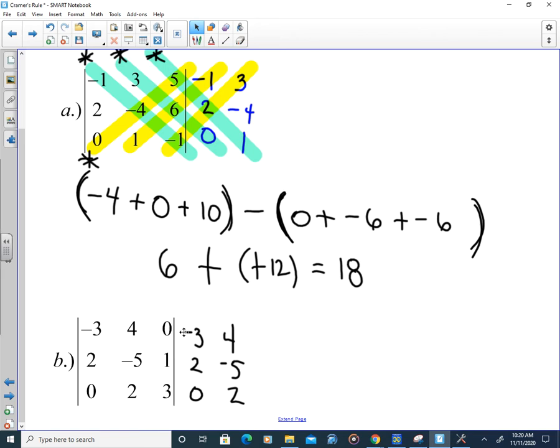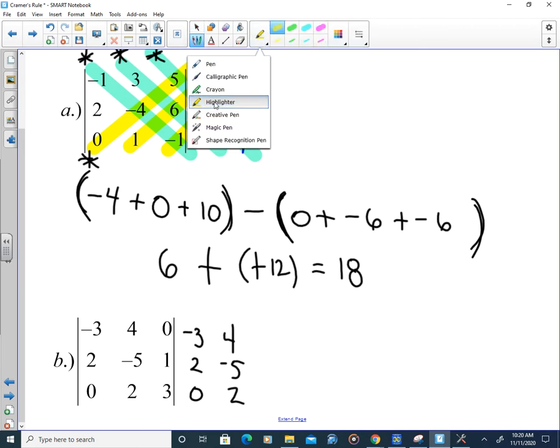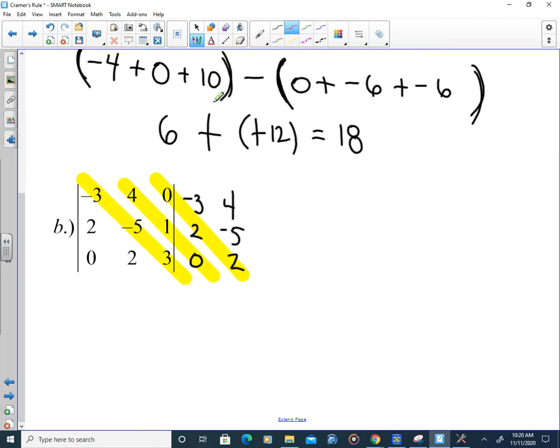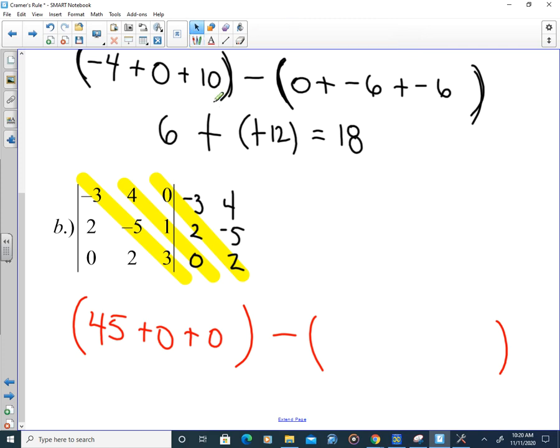And now we're going to multiply along our diagonals. I'm going to highlight the ones that we're going to use first. We're going to multiply these three numbers together, multiply these three numbers together, multiply those three numbers together. So what do we get? Negative 3 times negative 5 times 3. That's going to be positive 45. 4 times 1 times 0 is 0. And then 0 times 2 times 2 will be 0. And then we're going to subtract that from another quantity.